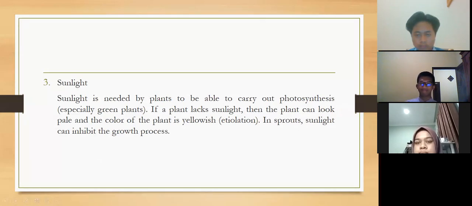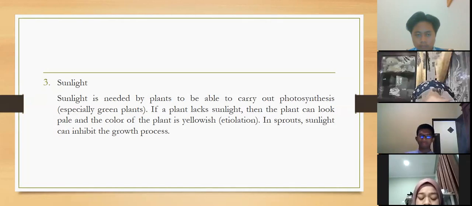Third, sunlight. Sunlight is needed by plants to be able to carry out photosynthesis, especially green plants. If a plant lacks sunlight, it becomes yellowish or etiolated in its sprouts. Excessive sunlight can also inhibit the growth process.